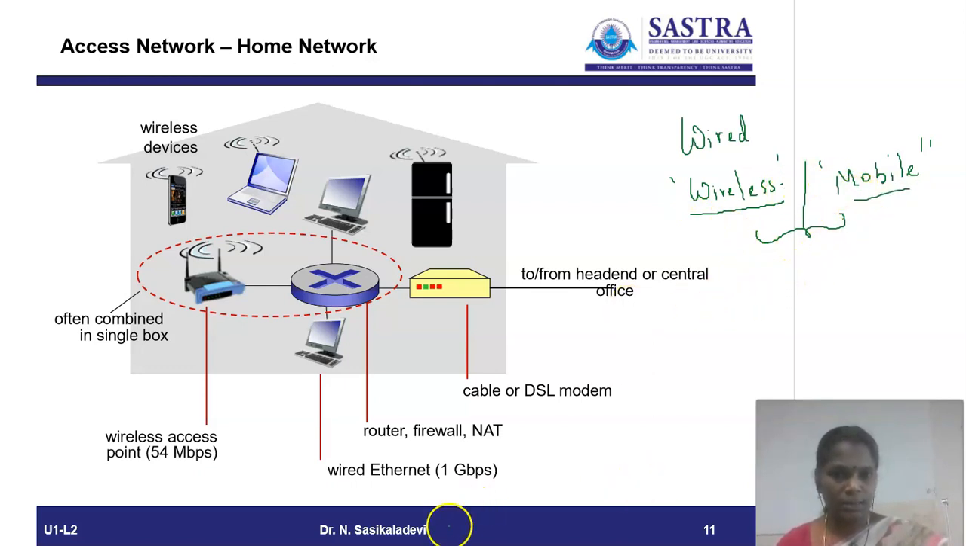Let me take this example itself, or even in the institution. If you take a Wi-Fi access point, what I am showing is a home network alone. Here in the home network we have a Wi-Fi access point. This is widely used connectivity in today's network, because, as I have repeated several times, IoT is just growing exponentially.